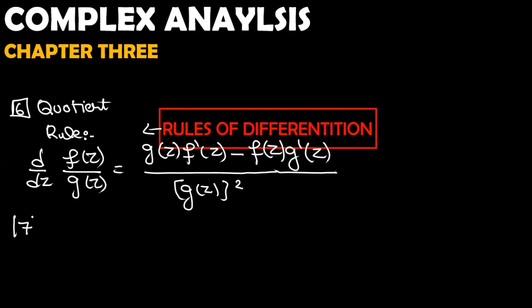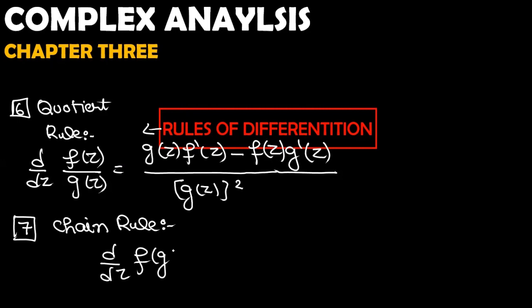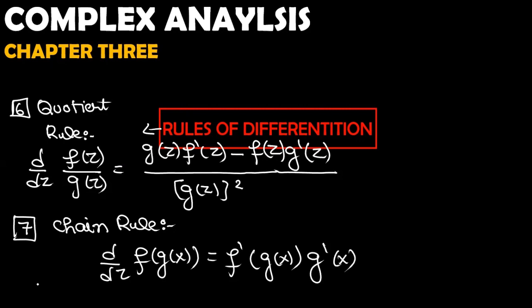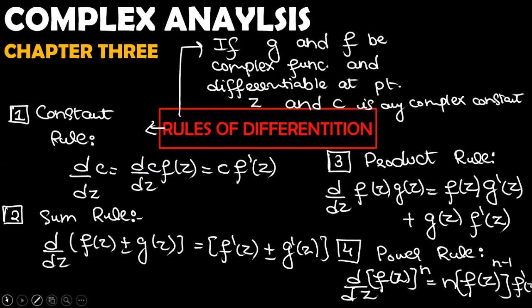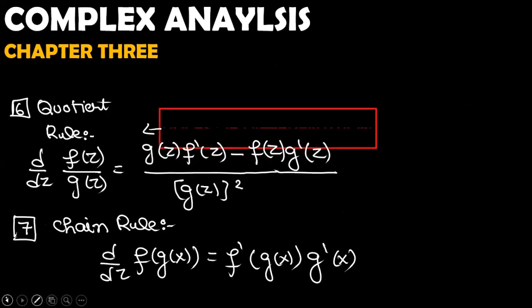And our last and very important rule is the chain rule. These are very similar and the same as we read in calculus of real numbers. For the derivative by the chain rule, we write f dash of g as it is, times g dash. So these are our very important rules. Remember them by heart. There is nothing very difficult in them.